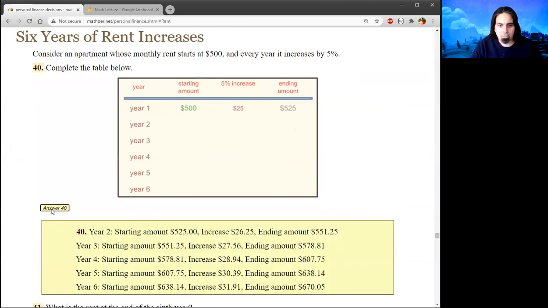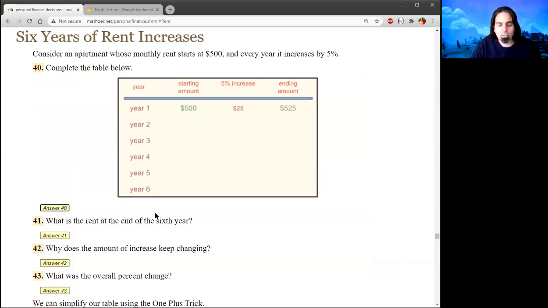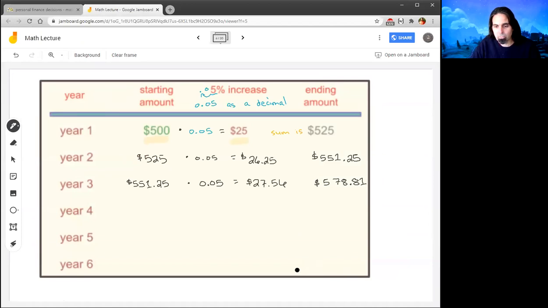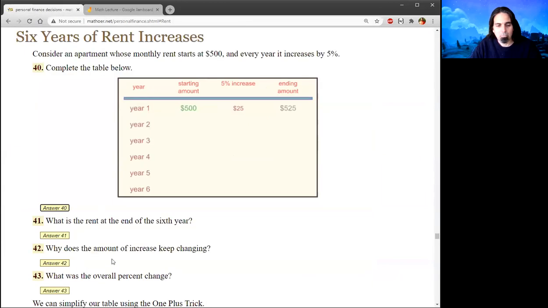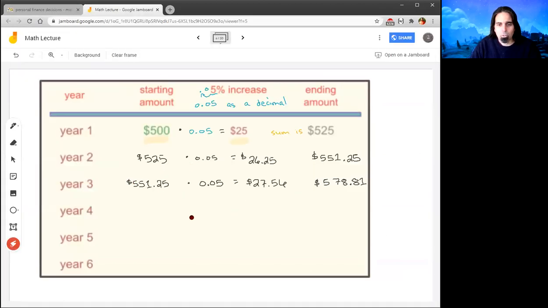I think the answers are there if you want to finish on your own and make sure you got it correct. We could ask what's the end of the sixth year. At the end of the sixth year, what's the rent? We could just say, well, whatever number is in this bottom corner. And the problem is this was really boring. We were just multiplying by 0.05 and adding again and again and again. And a theme that we've seen in Math 25 is whenever you have a pattern, you probably can make it a formula. So let's go back and look at this again.